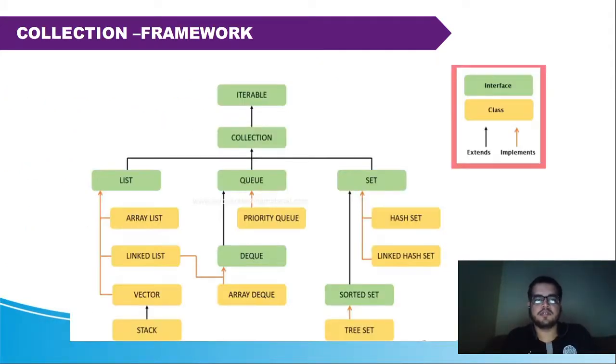So this is the framework in which the green objects are the interfaces and the yellow objects are the classes, and yellow lines are implements and black lines are extends. So basically list, queue, and set are interfaces that extend the collection properties, and the subclasses like ArrayList and LinkedList are going to implement these interfaces.